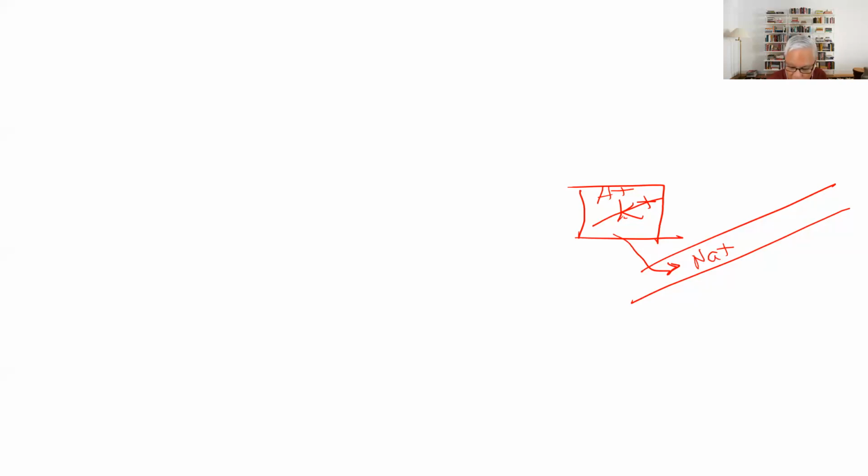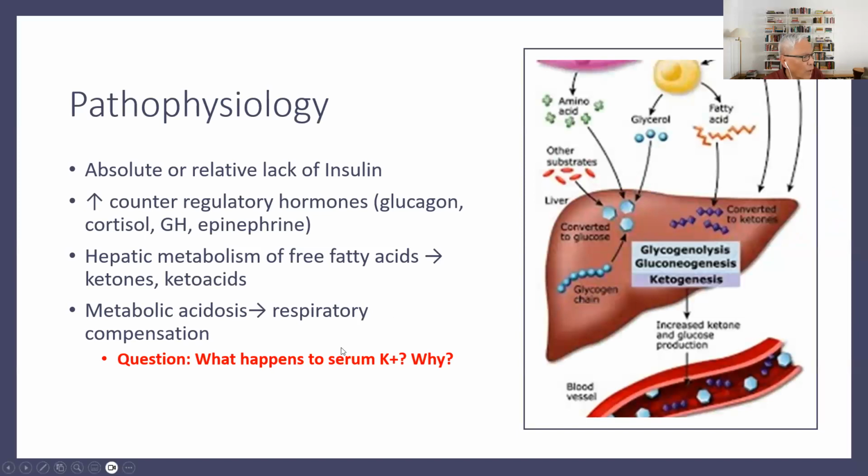Okay, so in answer to the question, what happens to serum potassium and why? The answer to that is that there's going to be a shift of potassium from the intracellular space to the extracellular compartment. So this is a very important concept to behold, because when you are trying to treat diabetic ketoacidosis or any acidotic state, hyperkalemia is going to be initially observed.